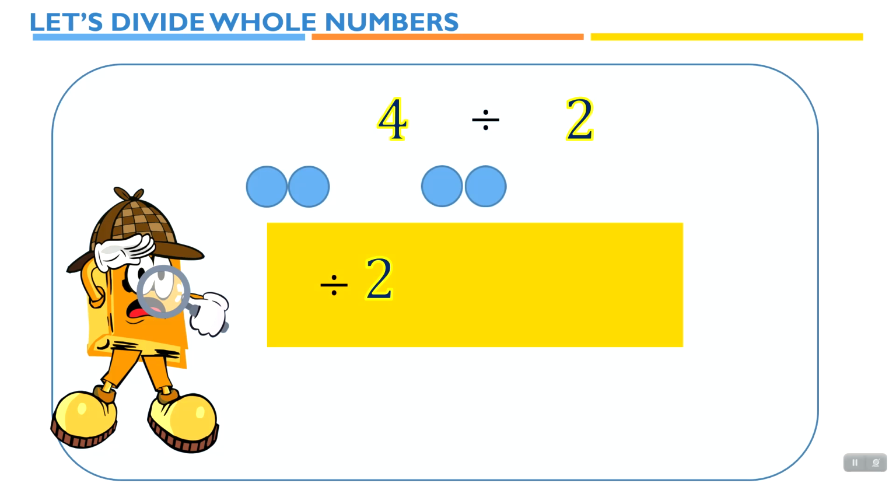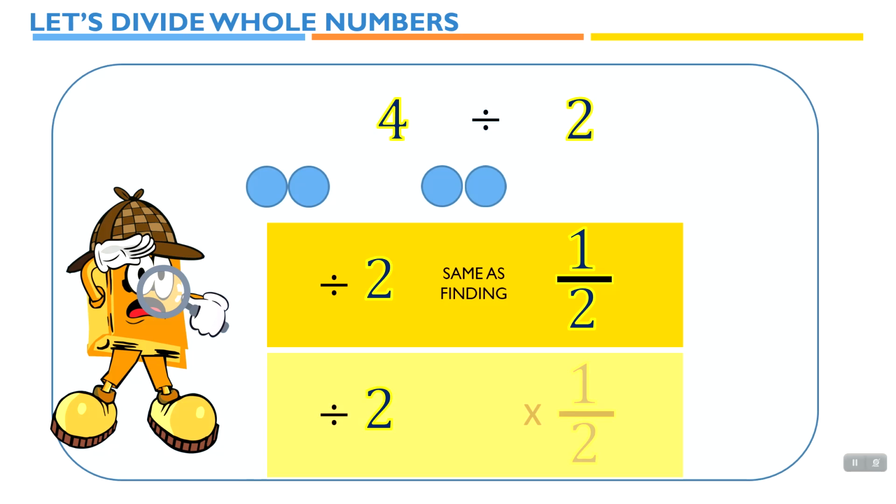When we divide by 2, that is the same as finding a half. If you look at the 4 circles, you can see that there is an equal number of circles on the left and the right. We have divided the 4 in half. Dividing by 2 is the same as multiplying by a half.